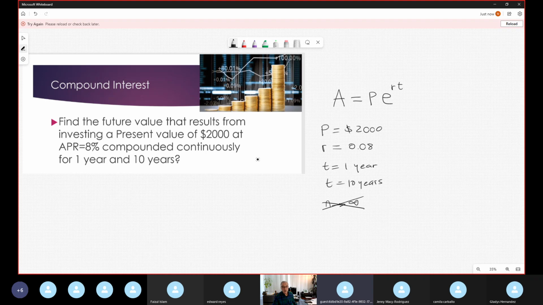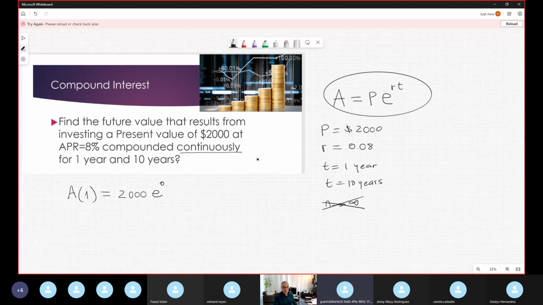We don't necessarily need to talk about compounding, because this word continuous clarifies that it's not stairs, it's continuous, and we use that formula. Okay, so now the future value at T equal 1 year is 2000, which is P, times exponential of 0.08 times 1. And in 10 years it is 2000 again, times exponential of 0.08 times 10.